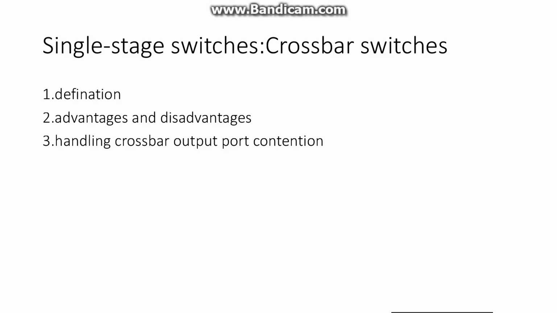However, there are also a number of disadvantages of crossbar switches. It has low scalability, and there's no fault tolerance for crossbar switches. In order to handle crossbar output port contention, we offer three implementations: internal buffering, buffers at output, and a buffer at input.